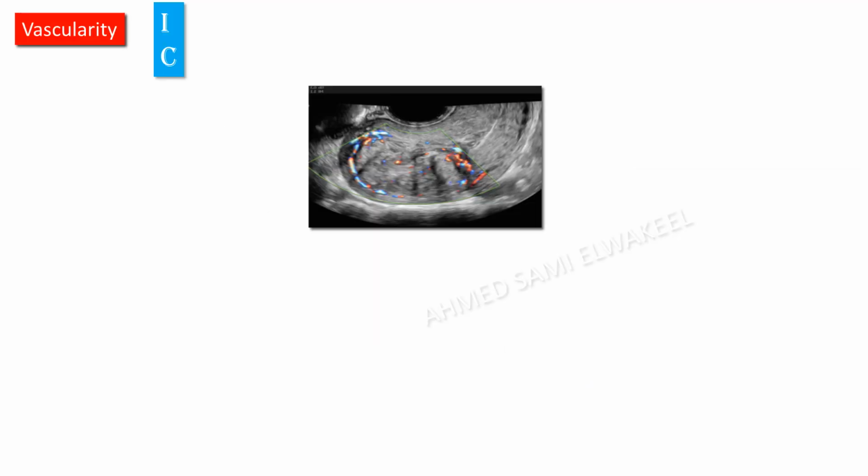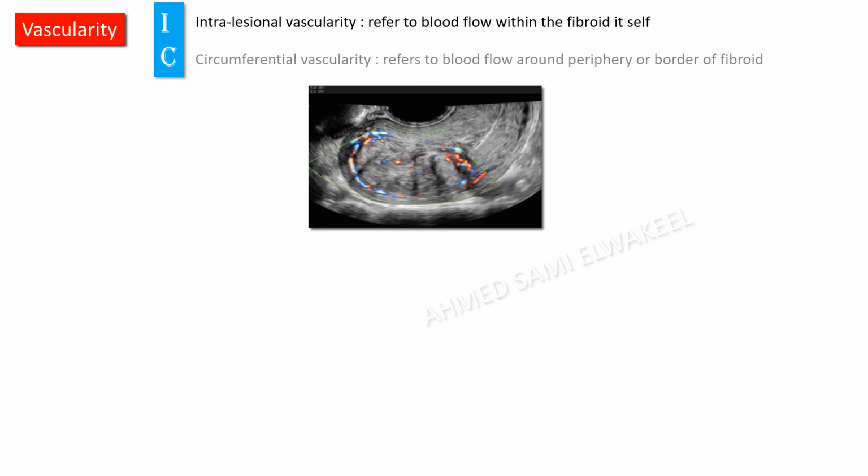Now we will talk in detail. We will start with vascularity. As we said, I for intra-lesion vascularity refers to blood flow within the fibroid itself, and C for circumferential vascularity refers to blood flow around the periphery or border of the fibroid.